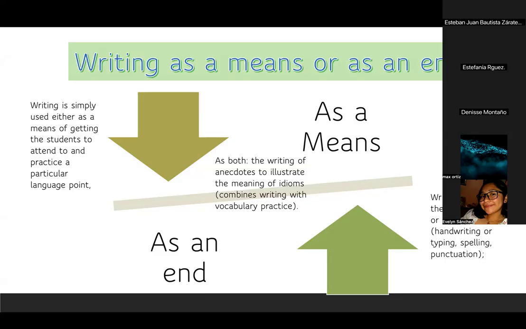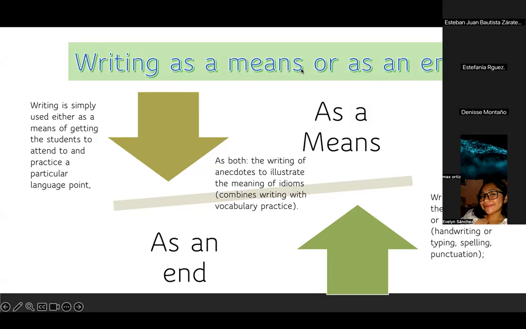Examples of using writing as a means. For instance, you ask your students to write a postcard in which they talk about the activities they did last summer. The final product is a written text in which you are going to see if your students are using correctly simple past verbs. So the means in this case is the written text for assessing the correct use of simple past verbs.